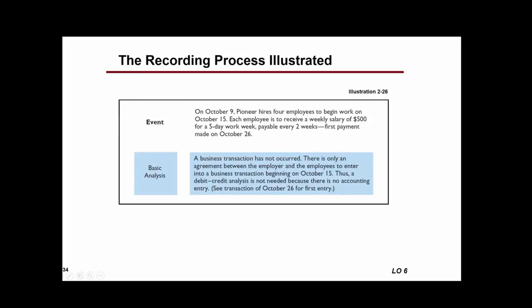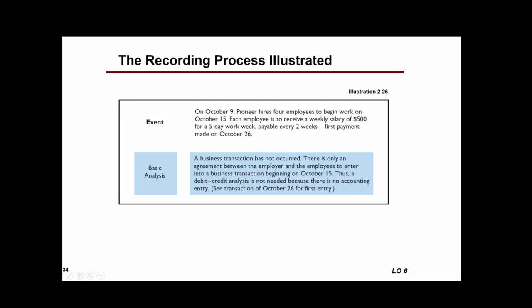On October 9th, Pioneer hires 4 employees to begin work on October. Each employee is to receive a weekly salary of $500, etc. Now this is a transaction that we do not need to record. Why is that? This is hiring the employees. The company did not pay them anything yet. They have not started work. Okay, they will start working next month. As a result, nothing will happen. None of the accounts the company has are affected, they didn't pay them in cash. They don't owe them any money.